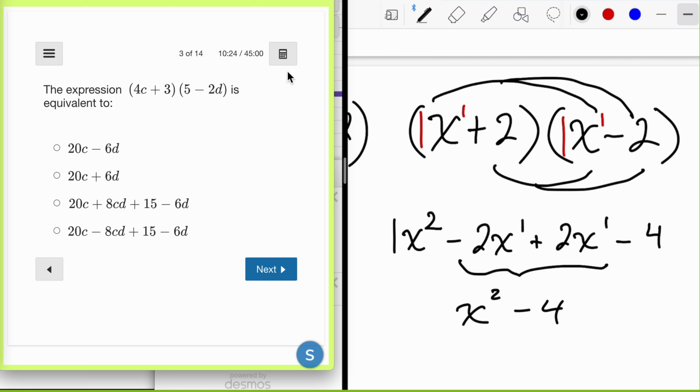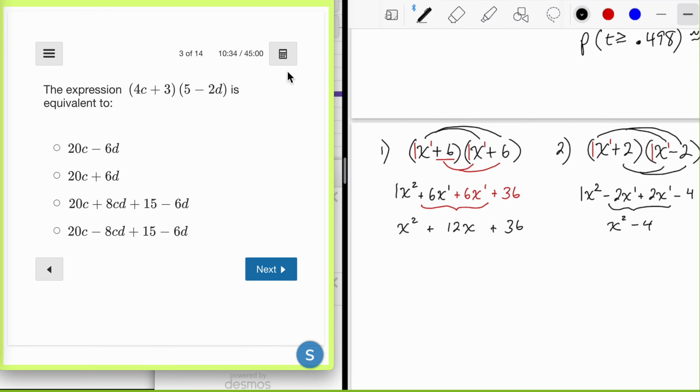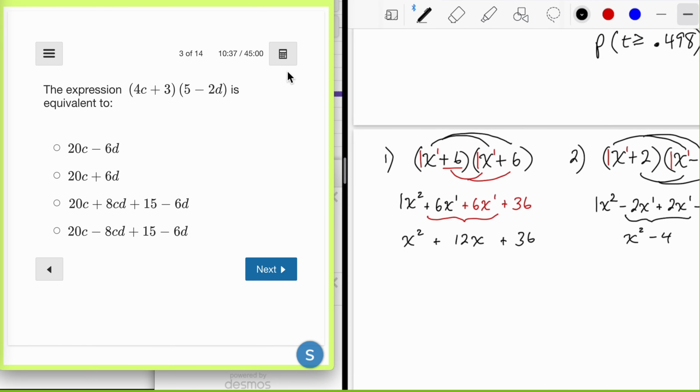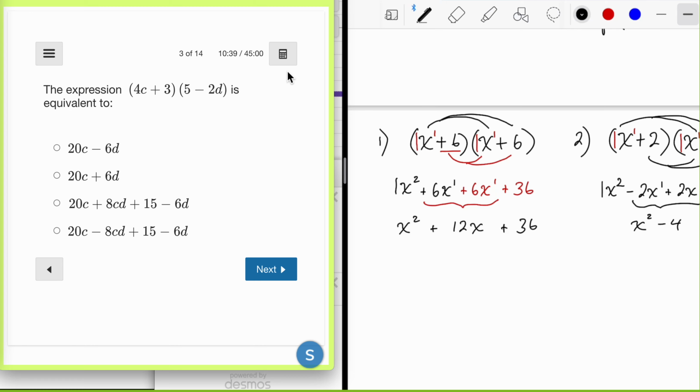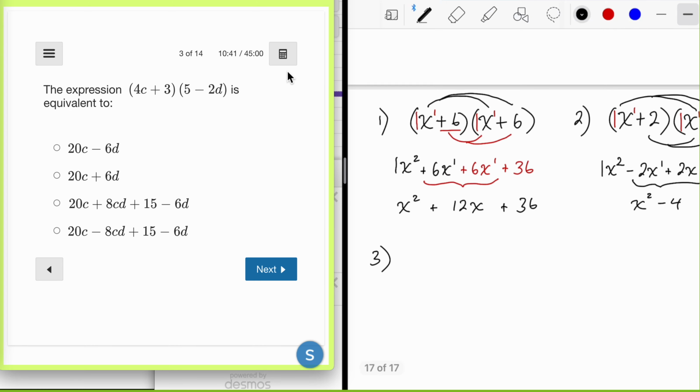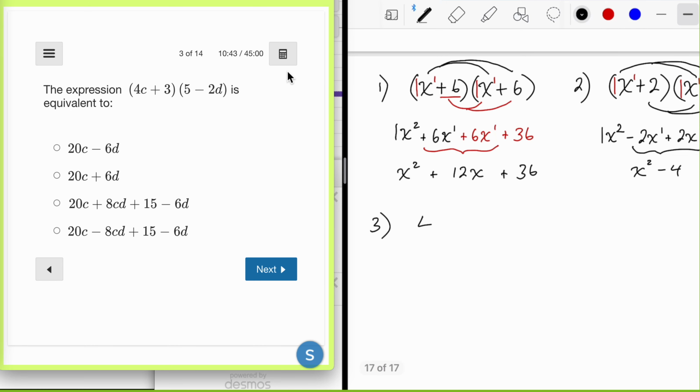Some folks had trouble with the next one, but not so much because of the act of multiplying, more so because of the signs and combining like terms. So 4c plus 3, 5 minus 2d. This kind of problem is more like a concept check.